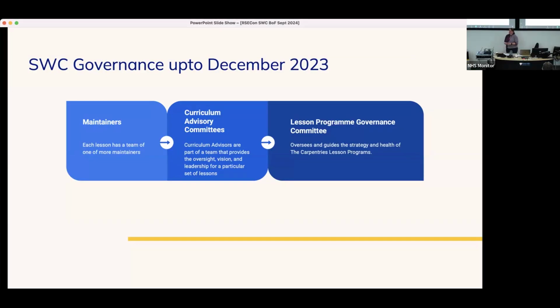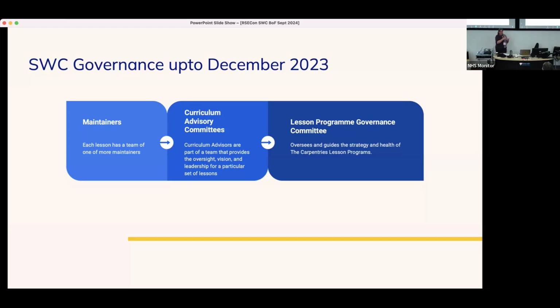Then there's the Curriculum Advisory Committee that sits above that. If there's something that's come in and the maintainers don't think they can make the call themselves, that traditionally went to the Curriculum Advisory Committee. And if there was a big change, that went to them. Then, in spring or early summer last year, the Lesson Programmes Governance Committee came into effect. The idea is that it sits above, or sat above, the Curriculum Advisory Committee, and takes overall responsibility for working with the community on the programmes, communication, advocacy, and where we're going with Software Carpentry.